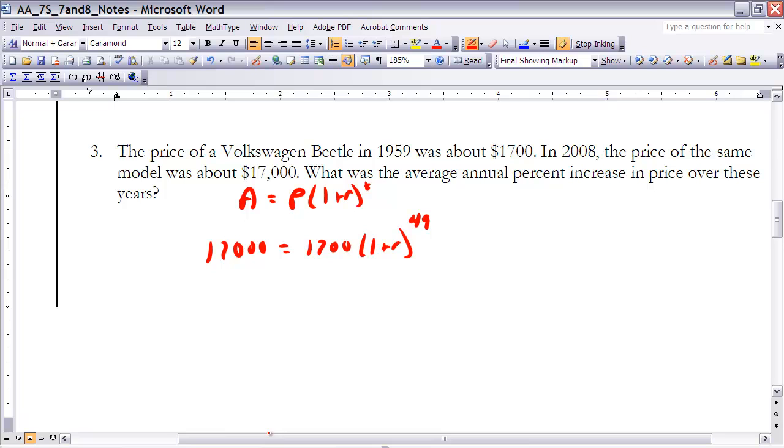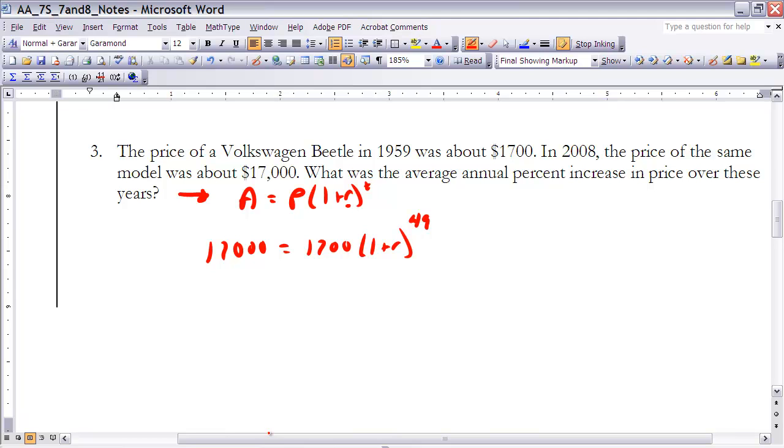Alright, number 3 says the price of a Volkswagen Beetle in 1959 was about $1,700. In 2008, the price of the same model was about $17,000. What was the average annual percentage increase in price over these years? So I'm going to start with my interest formula, because it's very similar to an interest problem, where I want to solve for R. I know the other information and I can plug it in.